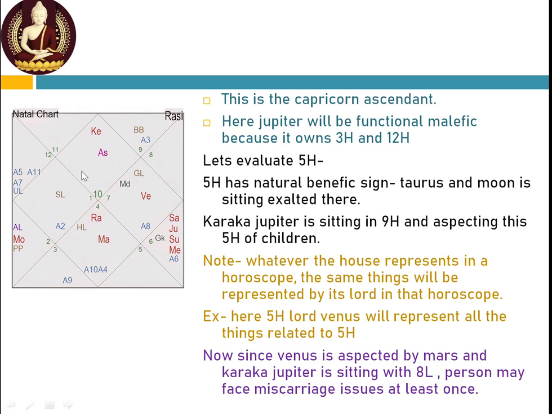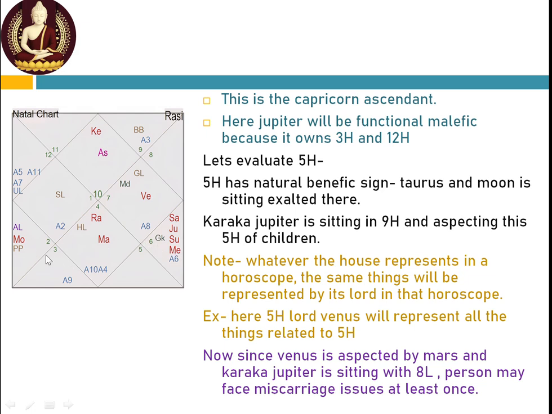Suppose this is the Capricorn ascendant. Jupiter will be here functional malefic. Why? Because Jupiter owns the third house as well as the 12th house. 12th house is generally considered neutral. So because of the third house lord, it becomes functional malefic.